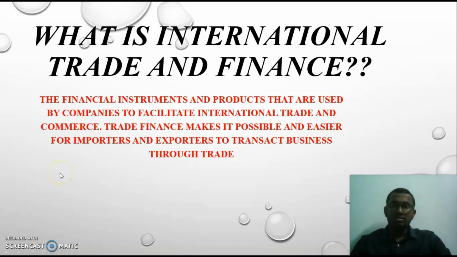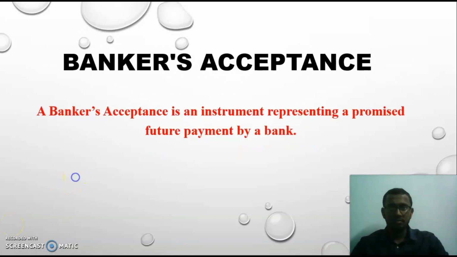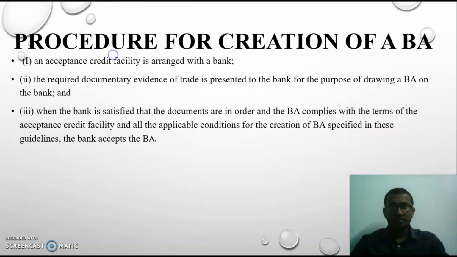The financial instruments and products are used by companies to facilitate international trade and commerce. Trade finance makes it possible and easier for the importer and exporter to transact business through trade. I'm going to explain about banker's acceptance, which is the first product of Public Bank. So what is banker's acceptance? It's an instrument representing a promised future payment by a bank.